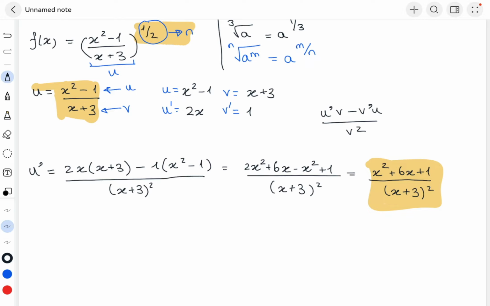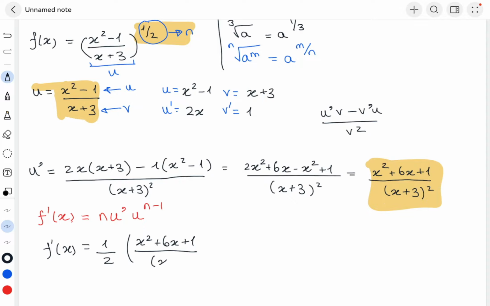Now we just apply the rule, which tells us f prime of x is n u prime u to the n minus 1. So f prime of x will be n, which is half, times u prime, which is x squared plus 6x plus 1 over x plus 3 squared, multiplied by u to the power n minus 1. So x squared minus 1 over x plus 3 to the power of half minus 1, which is negative half.